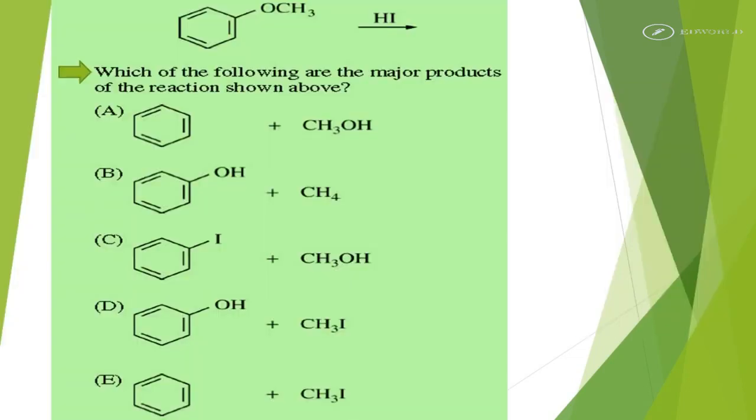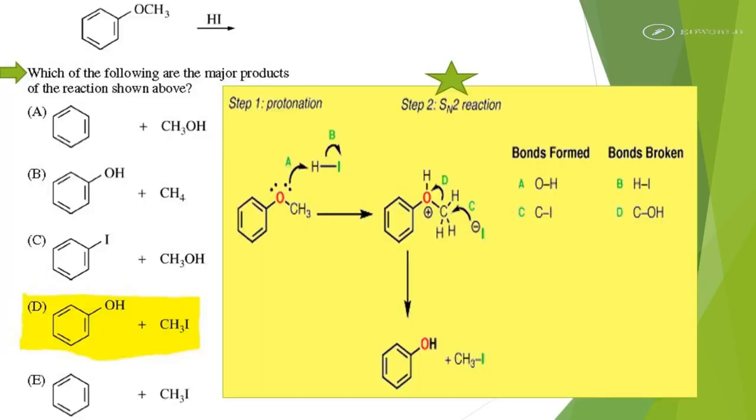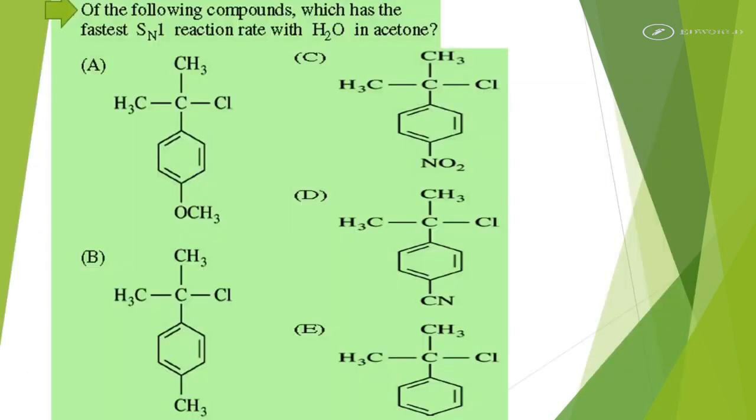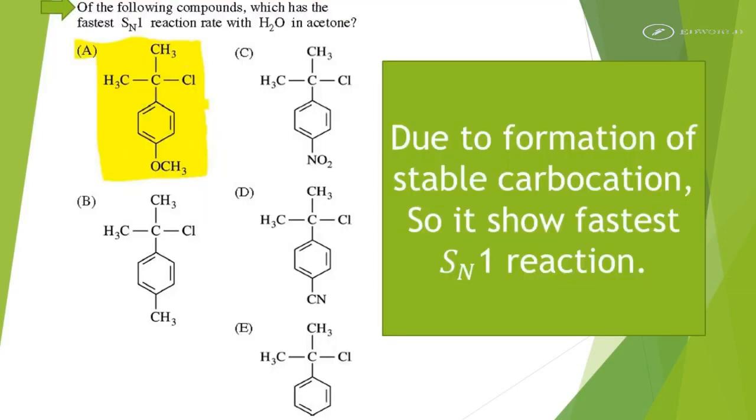Which of the following are the major products of the reaction shown above? Answer is D: in the first step protonation, followed by SN2 reaction in the second step. Of the following compounds, which has the fastest SN1 reaction rate with water in acetone? Due to formation of a stable carbocation, it shows the fastest SN1 reaction.